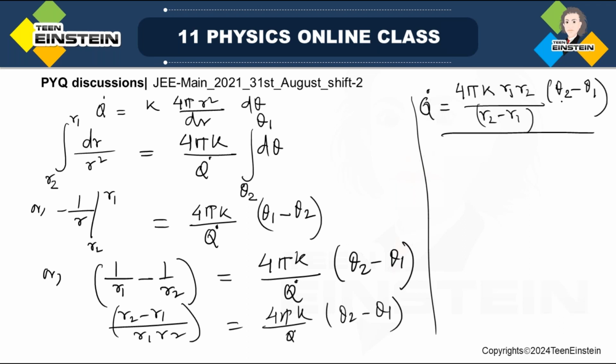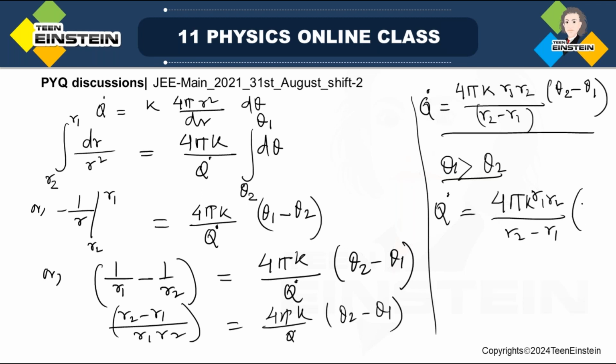See, in case theta 1 is greater than theta 2, and r2 is greater than r1, this factor is fine, only this factor you have to write. These factors are all right. 4 pi k r1 r2 divided by r2 minus r1, this factor is fine, only here you have to write theta 1 minus theta 2.